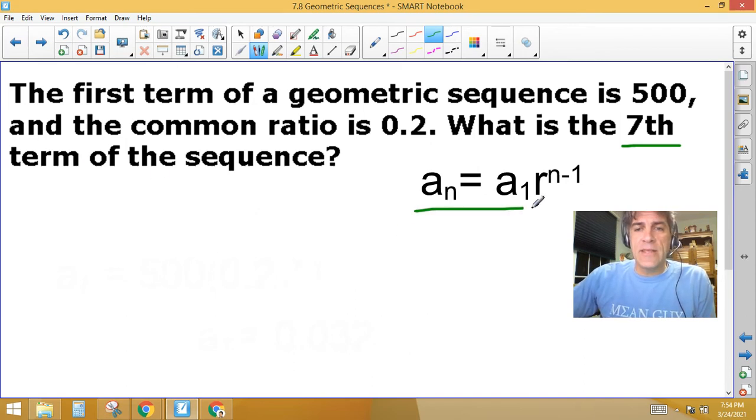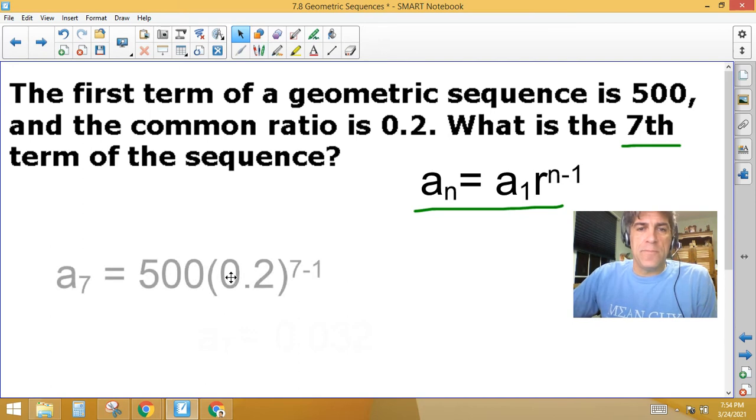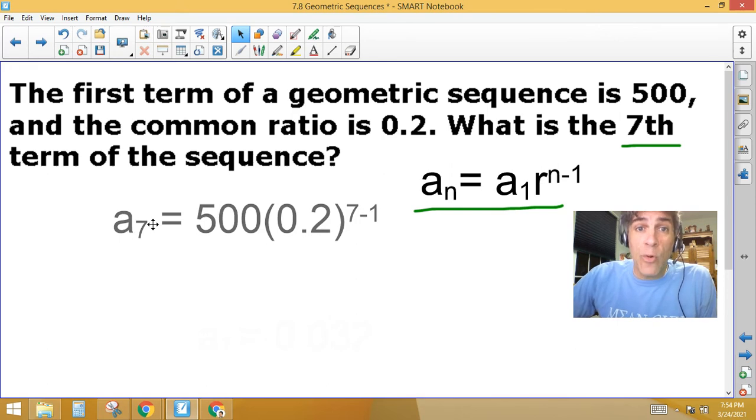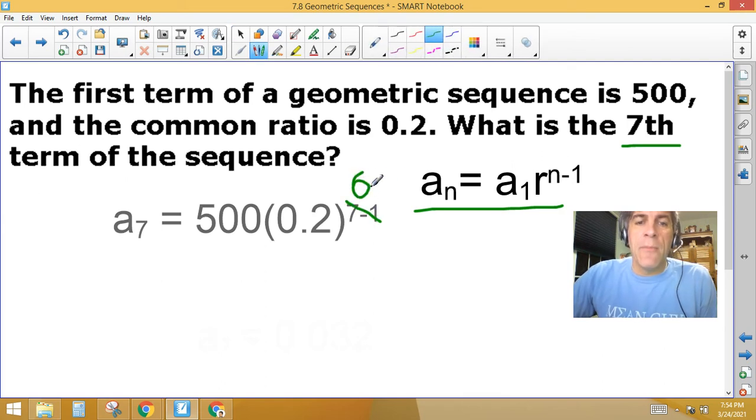So here is my basic geometric sequence formula. A sub n equals a sub 1 times r to the n minus 1 power. I know that sounds crazy, all those r's and n's and a's. But what I'm going to do is plug things in first. I want the seventh term. So a sub 7 will equal my first term, 500, times my common ratio of 0.2 to the 7 minus 1 power. I wanted to show you that I didn't just want to write 6 this time, but that's just going to be the sixth exponent because I want 1 less than 7.